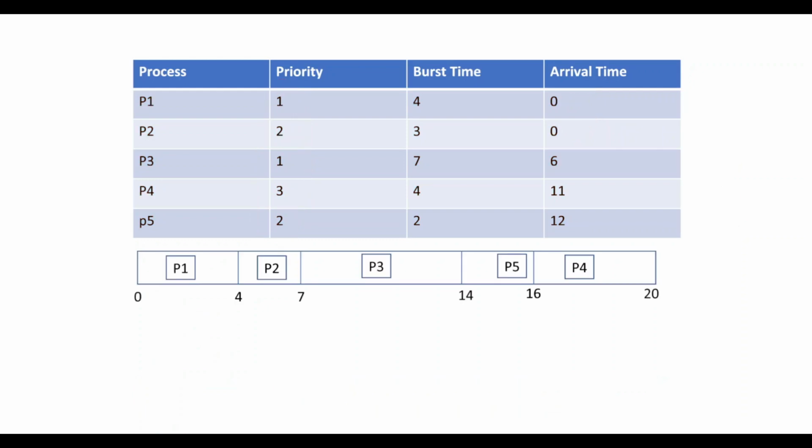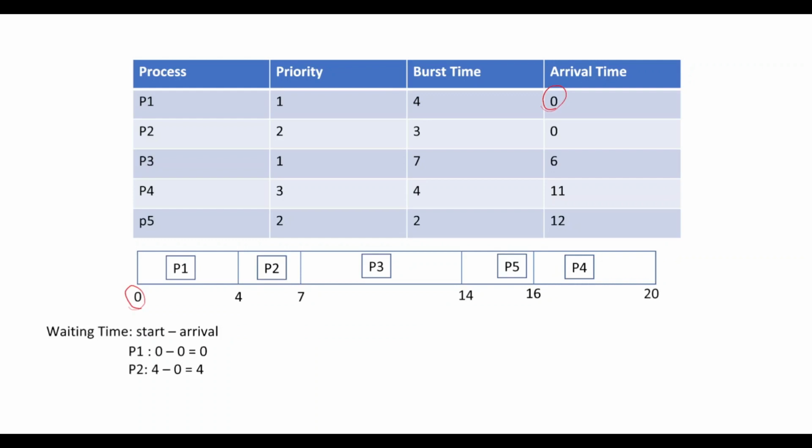So with this information, now let us calculate the waiting time and turnaround time. You can see how waiting time is calculated. We already know the formula is start time minus arrival time. So for P1, the start time is 0 and the arrival time is also 0. So 0 minus 0 is 0.